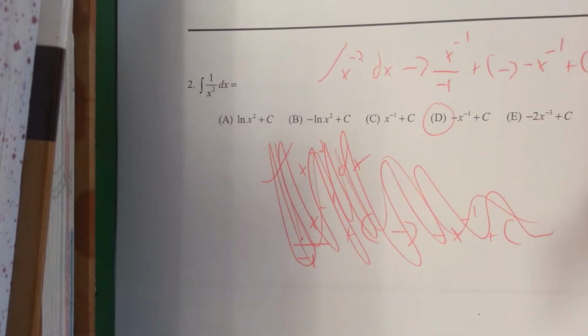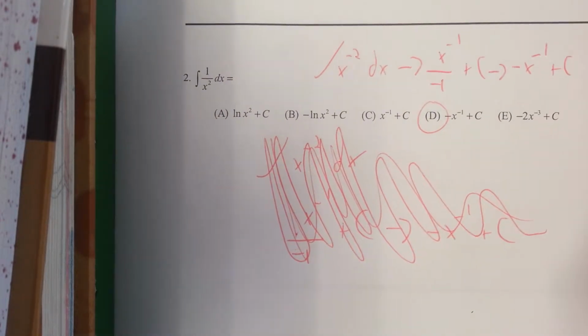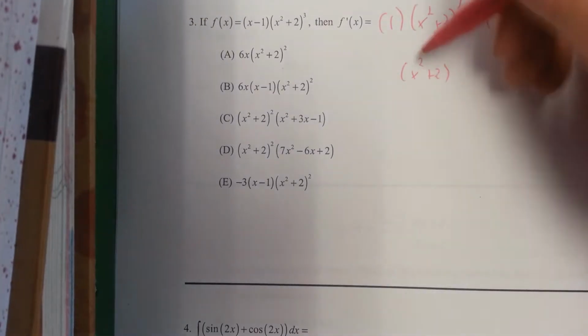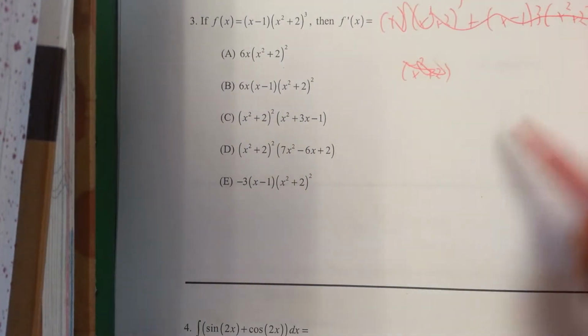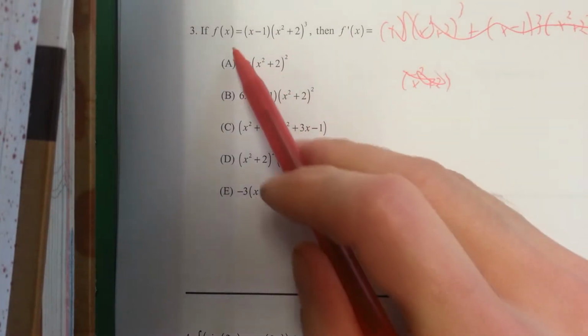Okay, so the idea of this is you can pause it or go back if you don't understand what I'm doing. I'm just going to go fast. Okay, next thing. 3. You can see I started this one, but then I realized it was going outside of the page, so I stopped. Okay, so f of x is this.